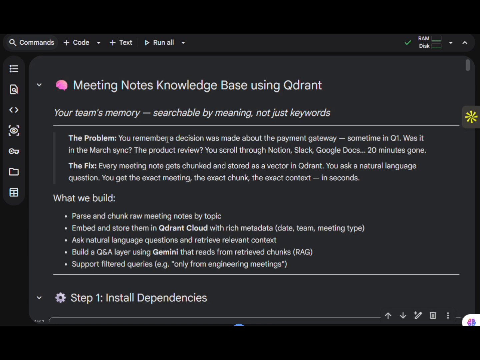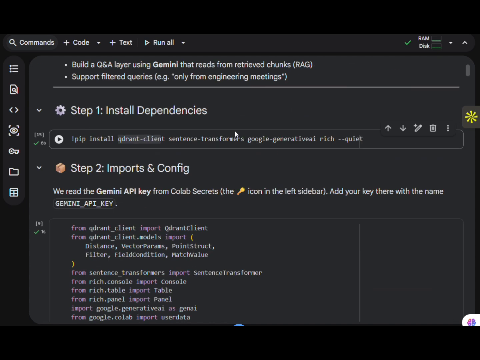Because keyword search doesn't work here. If someone wrote switch to OAuth and you keep searching authentication method, nothing. You need semantic search. Every paragraph from every meeting note becomes a vector in Qdrant. Your question becomes a vector too. Qdrant finds the paragraph whose meaning is closest to your question. I hope you are understanding my point. No tagging, no organizing, just dump notes in, ask questions and get answers.